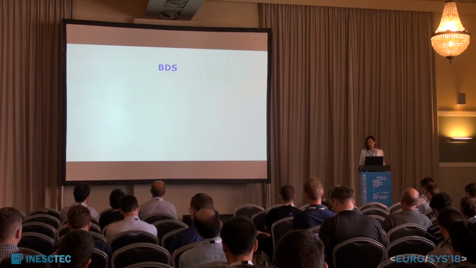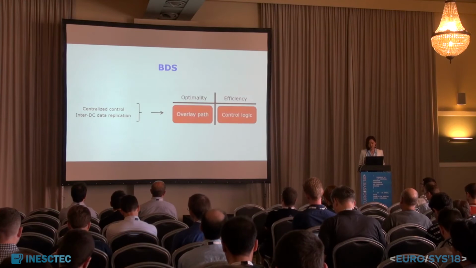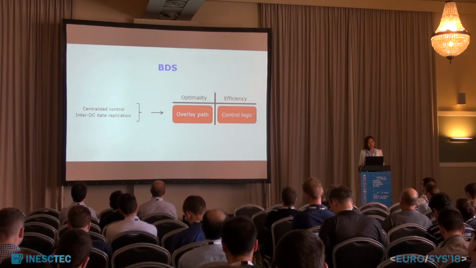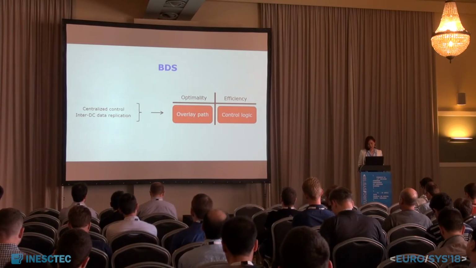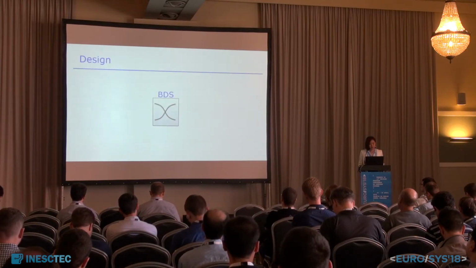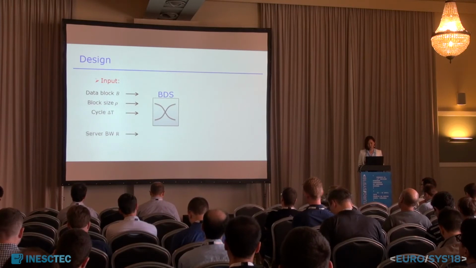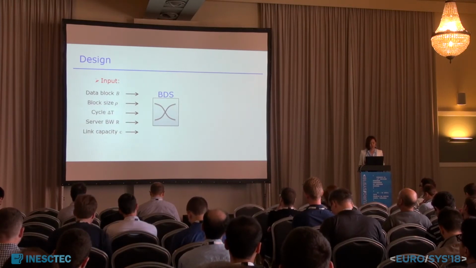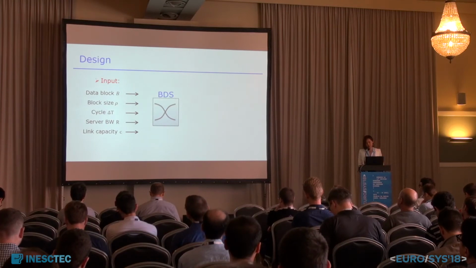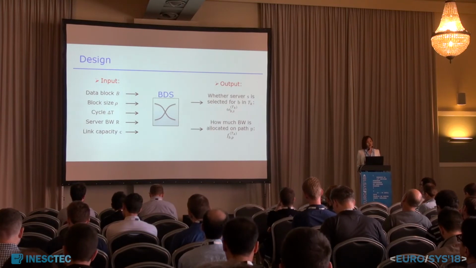On the basis of the bottleneck disjoint overlay path, we present BDS, which is a centralized system for inter-DC data replication. The objective of BDS is to achieve near optimal performance by taking advantage of the bottleneck disjoint overlay path using an efficient enough control logic. For the basic formulation, BDS takes the following parameters as input, such as data blocks, scheduling cycle and link capacity. And in each scheduling cycle, BDS returns a two-tuple as output.